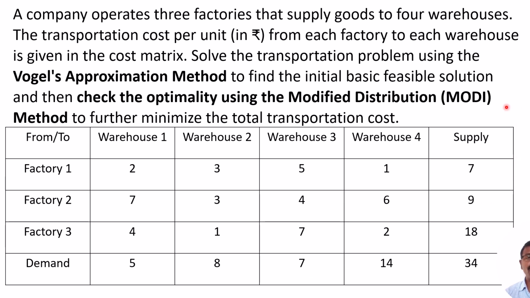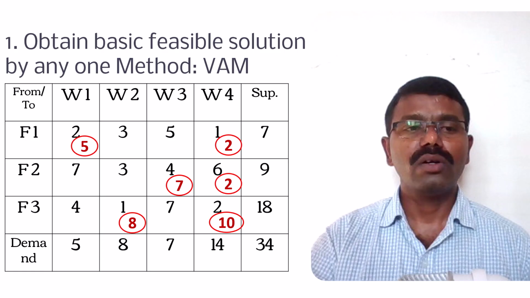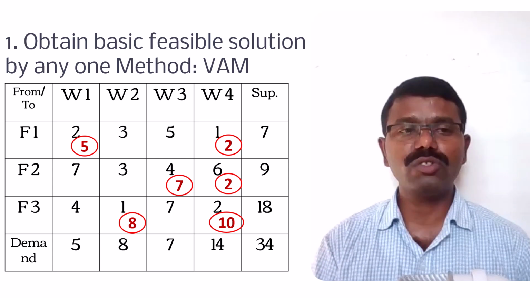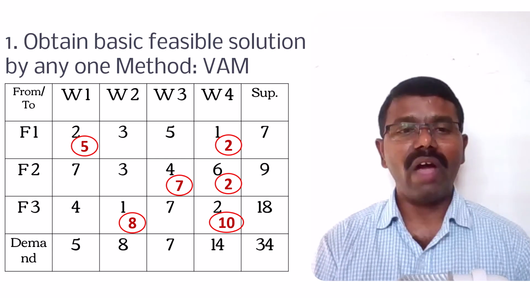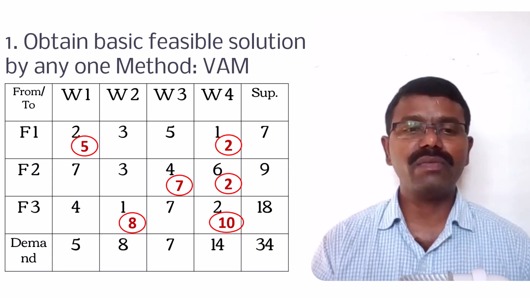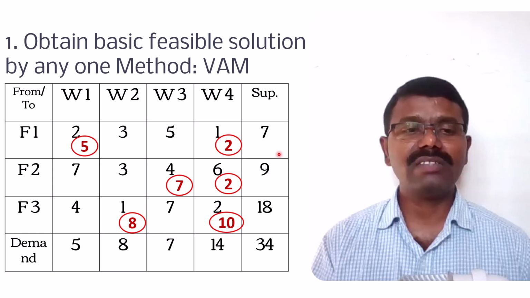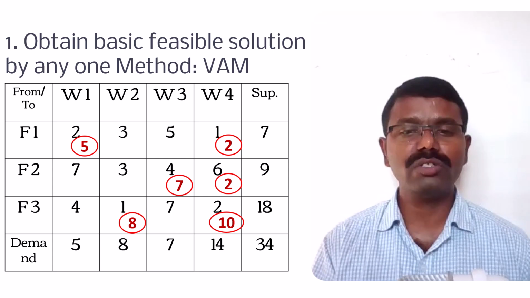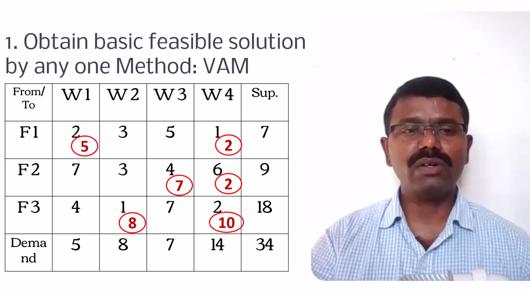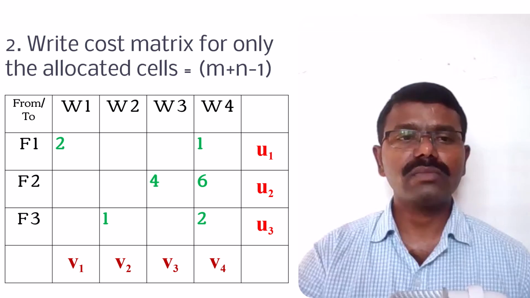Now for this new problem, let us solve by Vogel's approximation method to find the initial basic feasible solution and check the optimality using the modified distribution method. So first we will find the initial basic feasible solution. If you obtain the basic feasible solution by VAM, or Vogel's approximation method, it will be like this.